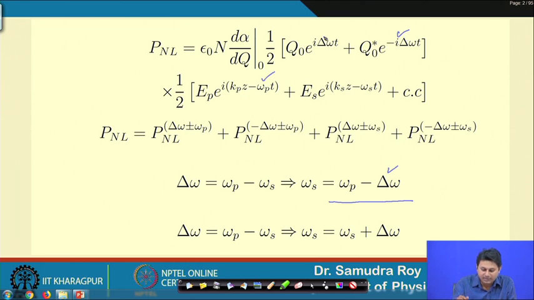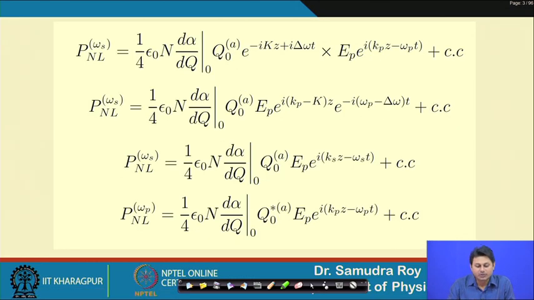this term, in this case here it is this term. So, the multiplication of these two terms basically gives rise to a polarization which has the frequency component omega s. By now I believe you know how to extract the different frequency components, and exactly here we have done the same thing.